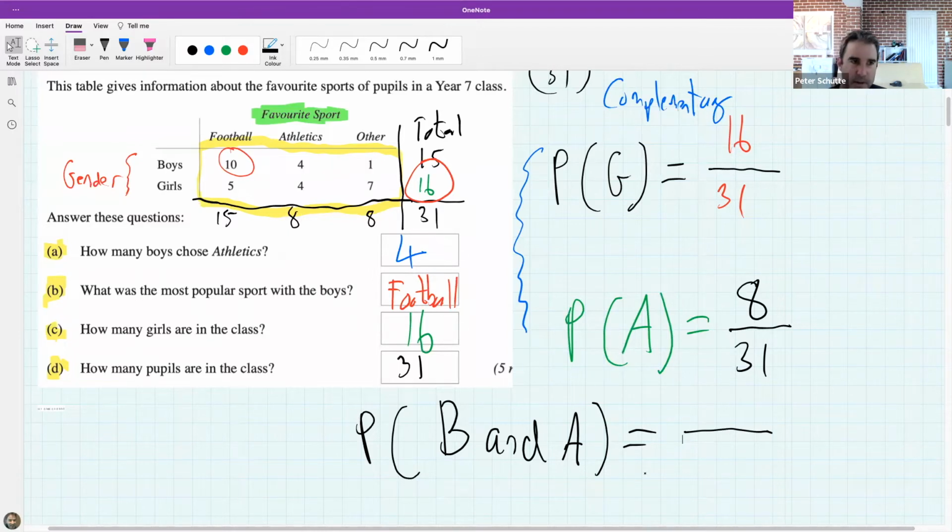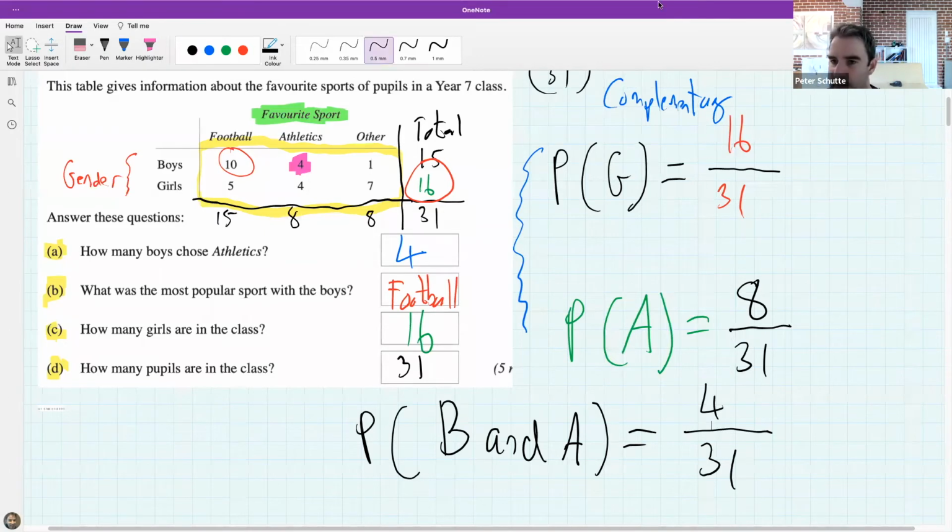Now think about it, the "and" means something specific, like needing to satisfy both conditions in order to get into the club. So you still have 31 possible people. That hasn't changed. But your favorable outcome is only a very specific type of person. It's a boy whose favorite sport is athletics, which is going to be here. Take a moment to see if you can see what I'm talking about. So the probability of somebody being a boy and their favorite sport being athletics is just going to be 4 out of 31.